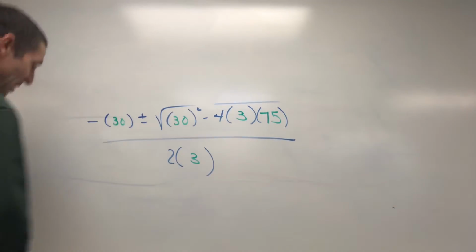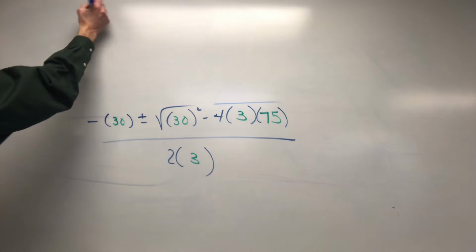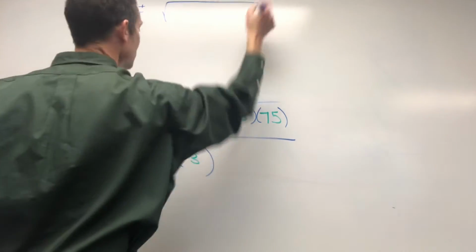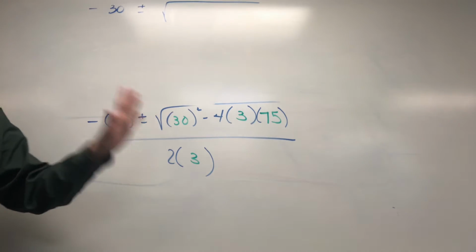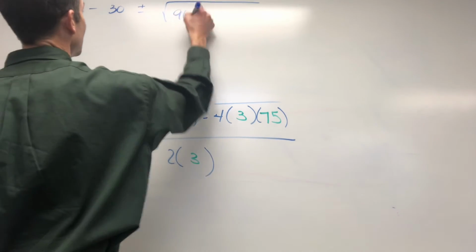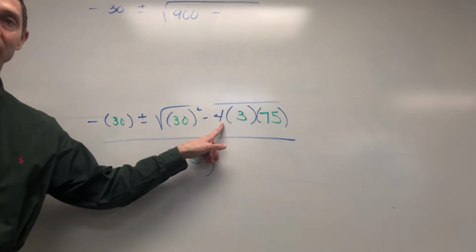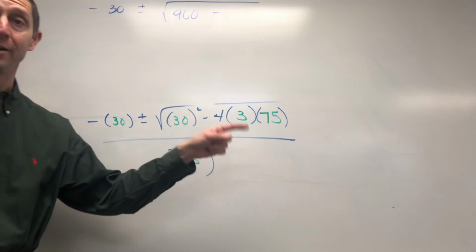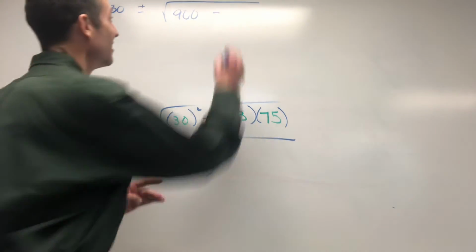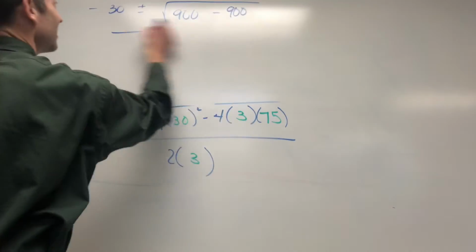All right, about right now you're reaching for a calculator. Here we go. So negative 30 plus or minus. So 30 squared, you're like, okay, I can do 30 times 30, that's 900. I'm like, I'm not scared of that. This one I have to multiply together. 4 times 3 times 75. It also turns out to be 900. It does. I think now you're going to like this problem.